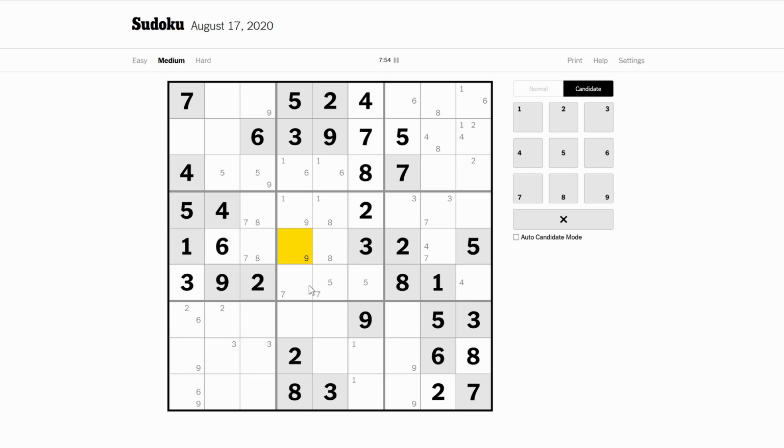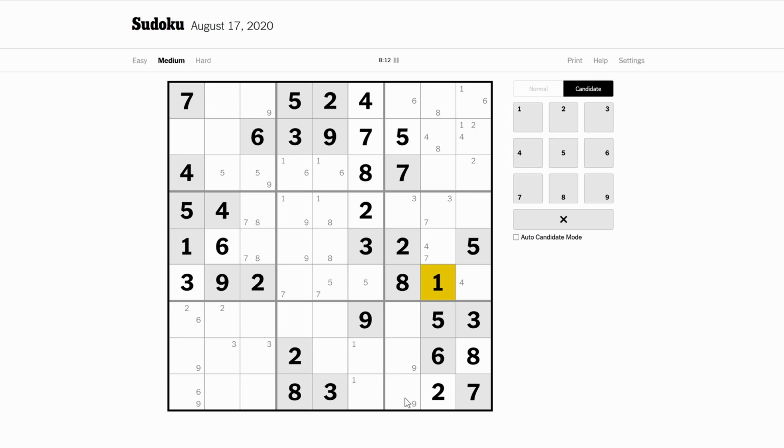So is that a naked single? No, it's not, because we haven't pencil marked in this. Oh yes, we have. 7, 8, 9. So can I see a 4? No, it can't. What about here? No, we can't. So that's no good. Let's go around the board again.